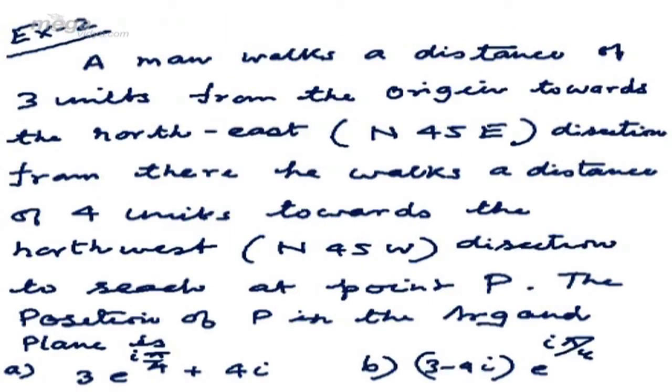Let us come to example 2. A man walks a distance of 3 units from the origin towards the northeast direction. From there, he walks a distance of 4 units towards the northwest direction to reach a point P. The position of P in the Argand plane is: A, 3 into e to the power i pi by 4 plus 4i. B is 3 minus 4i into e to the power i pi by 4. C is 4 plus 3i into e to the power i pi by 4, and D is 3 plus 4i into e to the power i pi by 4.